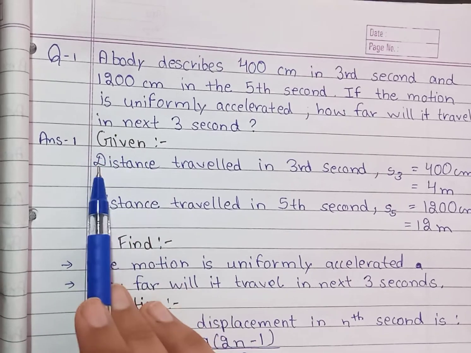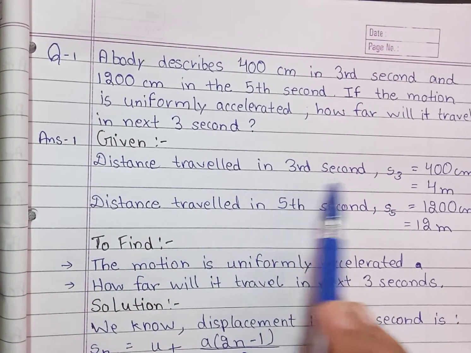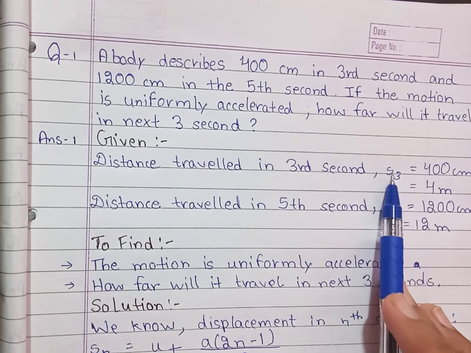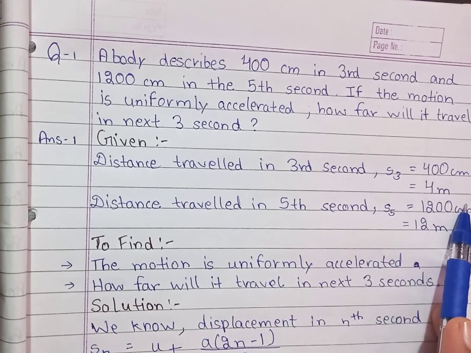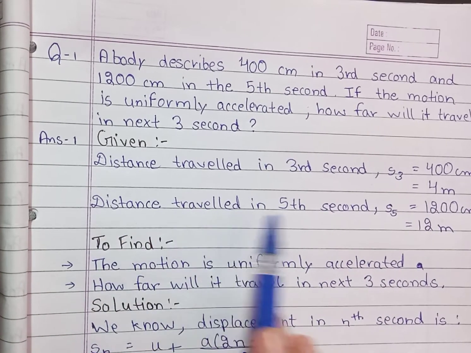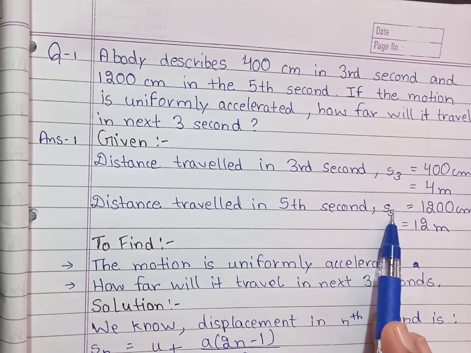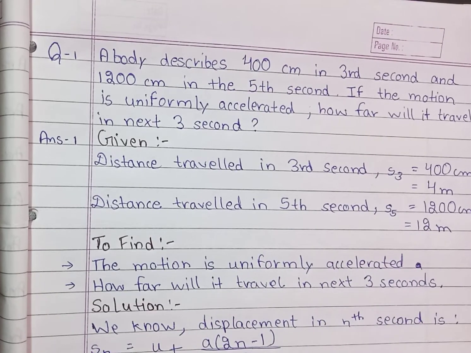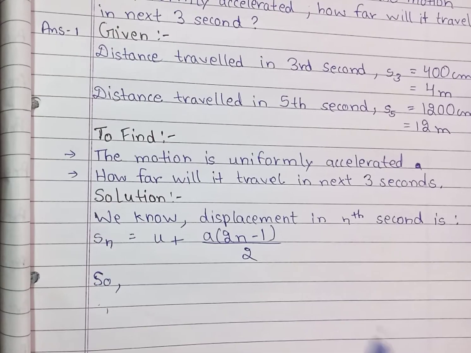So given, what is given? Distance traveled in third second S3 is equal to 4 meter. Distance traveled in fifth second S5 is equal to 12 meter. To find, what we have to find? First we have to prove the motion is uniformly accelerated, and second we have to find how far will it travel in next 3 seconds.